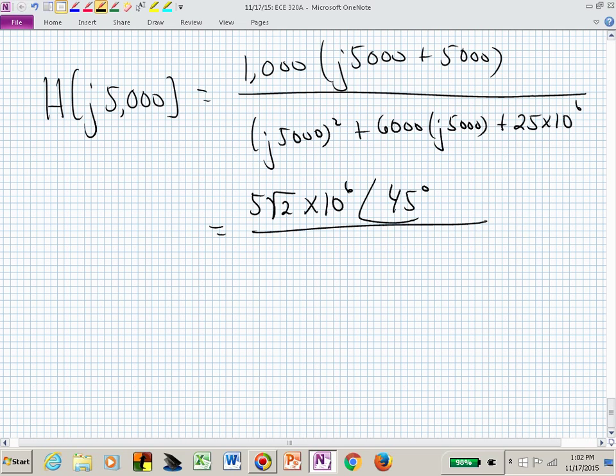Now, down to the denominator, what do we have? We have j squared, which is minus 1. So we have 5 squared times 10 to the 6 with a negative sign. And we have 25 times 10 to the 6. Those cancel. And we're left with 6 times 5, or 30, times 10 to the 6th, at what angle? J. And where's J relative to the positive horizontal? 90 degrees? So this is now 30 times 10 to the 6th at 90 degrees. And this can clean up pretty quickly. 30 I can factor into 6 and 5, and the 5's cancel with the numerator and denominator, and I have the square root of 2 over 6 at what angle? I just have to subtract the denominator from the numerator, and there's my answer.